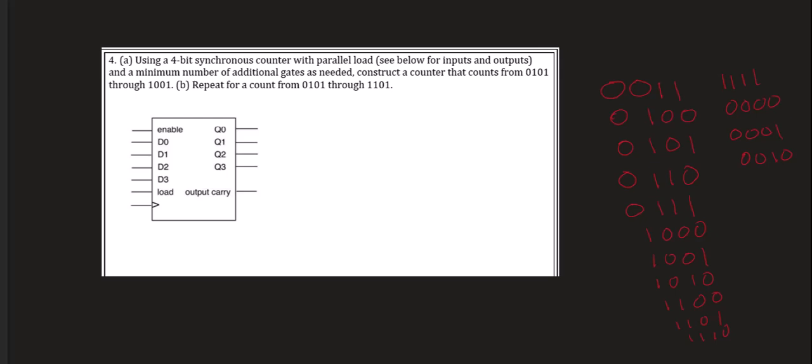Now, one thing you have to be careful with is when you look at your outputs, this is the most significant bit, and this is the least significant bit. So when I'm looking at my numbers over here, this is Q3, and this is Q0. Now, whenever the load gets a signal to load, instead of counting, it'll load whatever value is on these D inputs.